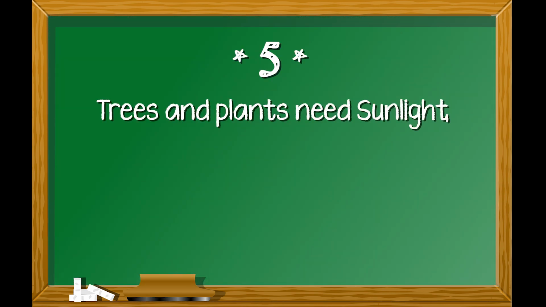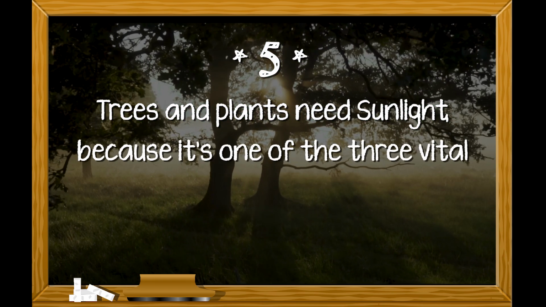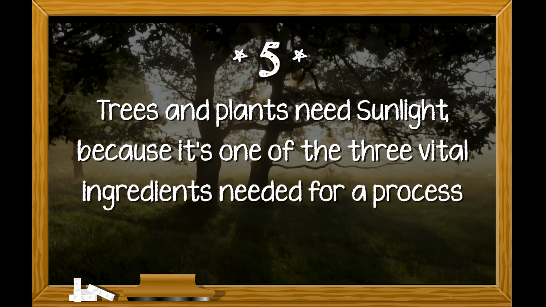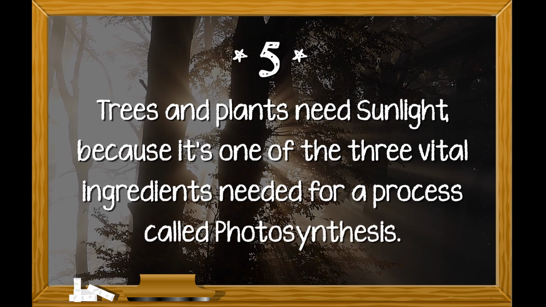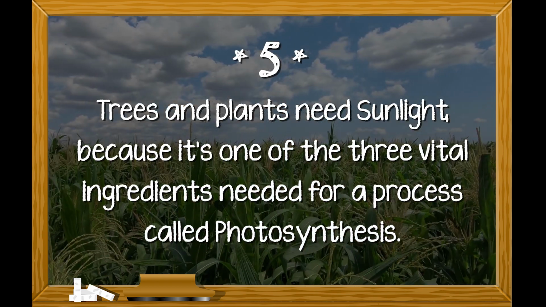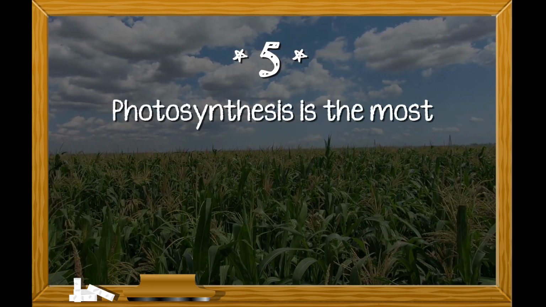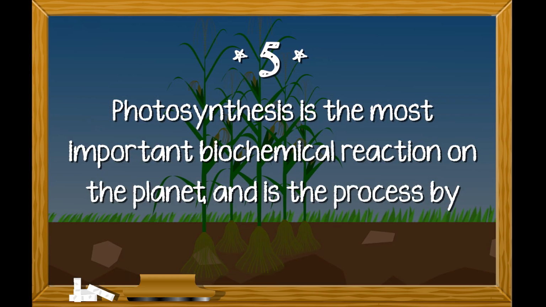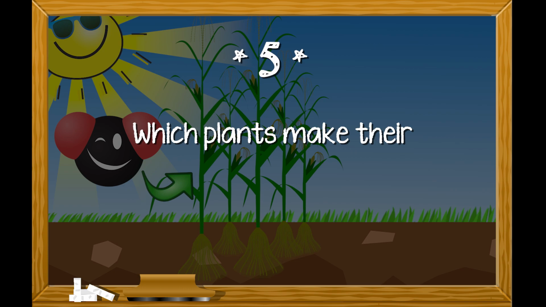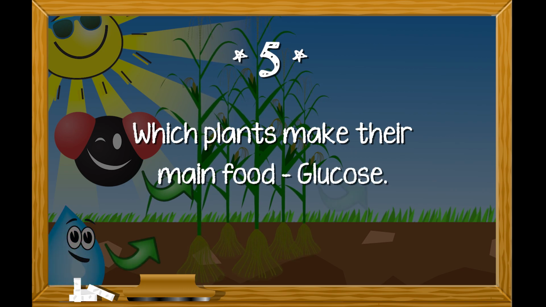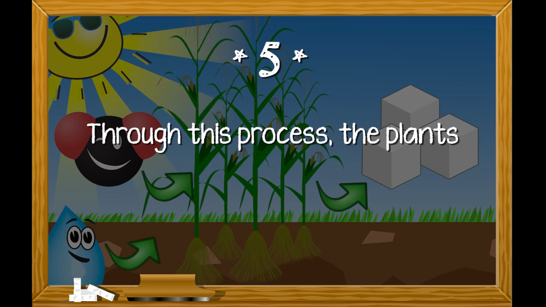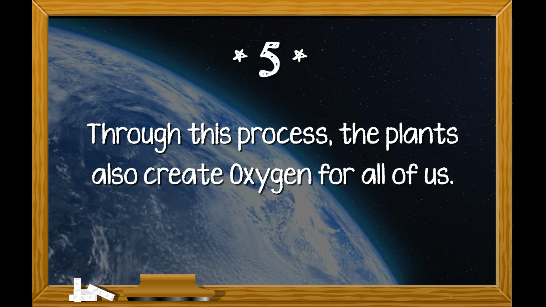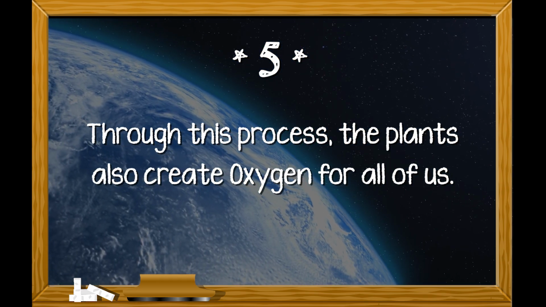Fifth, trees and plants need sunlight because it's one of the 3 vital ingredients needed for a process called photosynthesis. Photosynthesis is the most important biochemical reaction on the planet and is the process by which plants make their main food, glucose. Through this process, the plants also create oxygen for all of us.